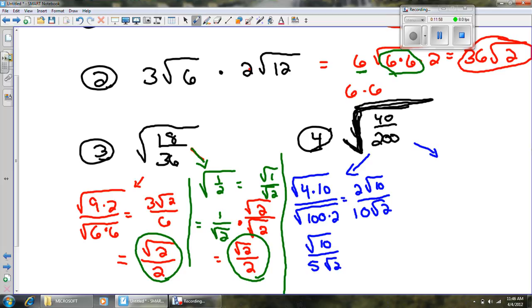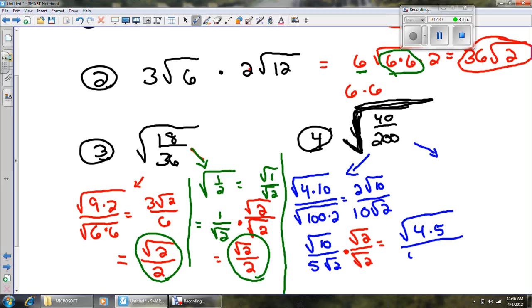I have a rad in my denominator, so I have to multiply by rad 2 over rad 2. I don't mind that the 5 is there. It's okay to have a 5 in my denominator. It's just not okay to have a rad down there. So my numerator is going to now turn into rad 20. But rad 20, I know, is 4 times 5. Yeah, I'm not done simplifying, am I?